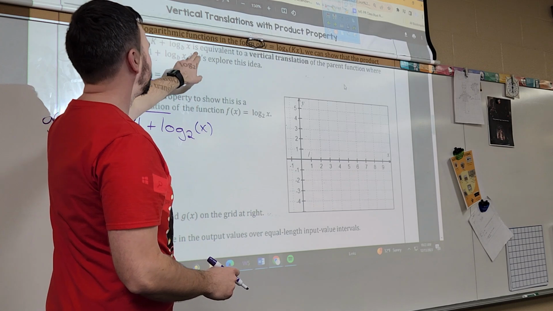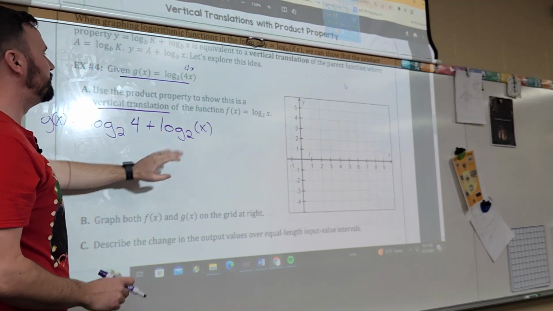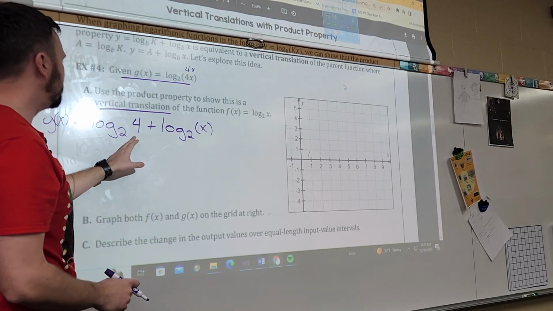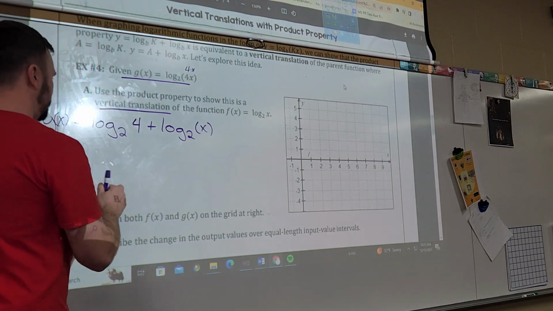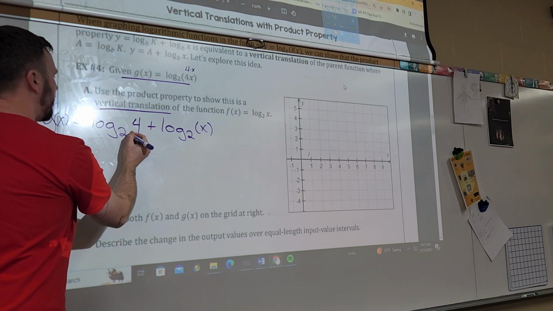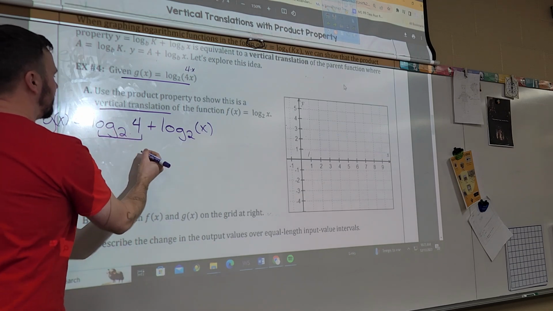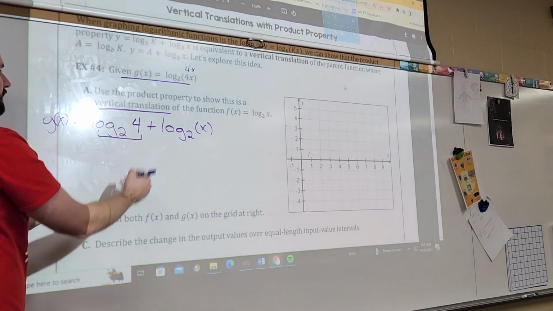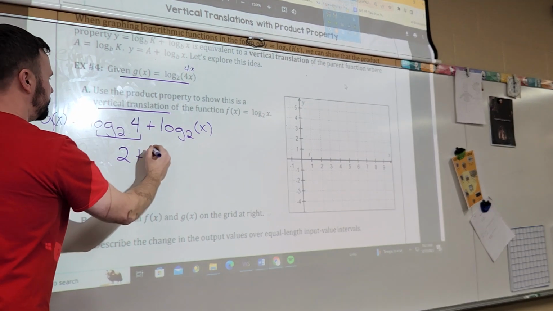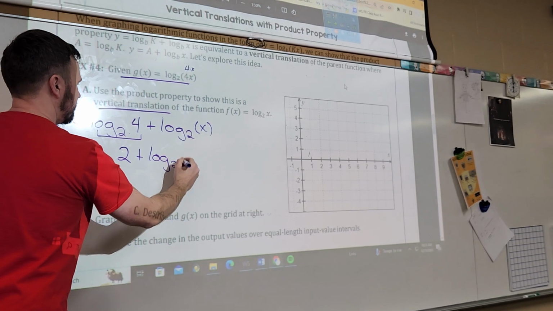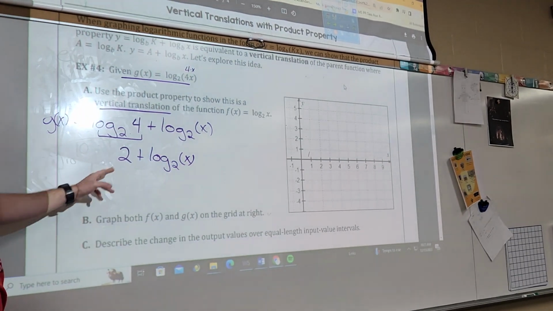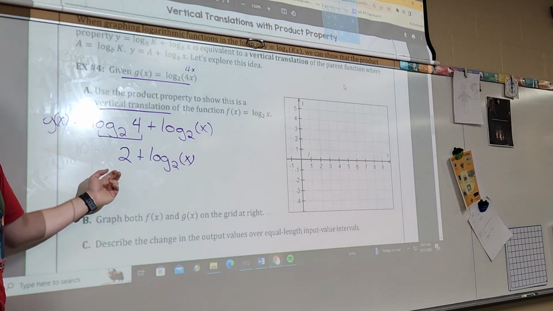All right, so here we go. Now what did I just do? I did that pretty quick in one step. Not only that, this is not a number yet, right? How can I simplify this? Yeah. 2 to what power equals 4? So this is 2 plus log. What did I just do? I took a horizontal dilation and changed it into a vertical translation.